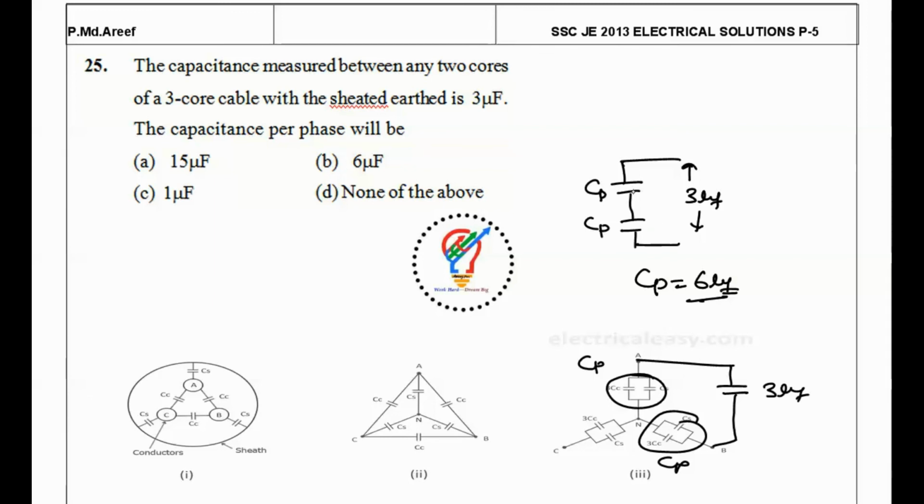Why? Because when the two capacitors are in series, it will behave as 3 is equal to Cp into Cp divided by Cp plus Cp. So from this relationship we can get the answer as 6 microfarads.